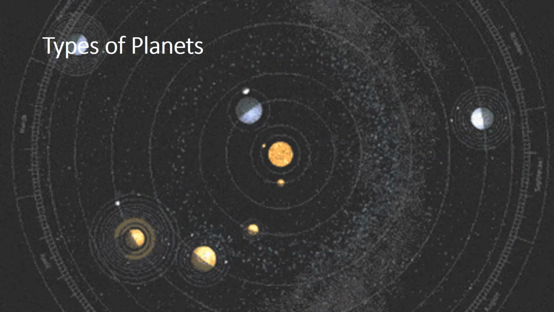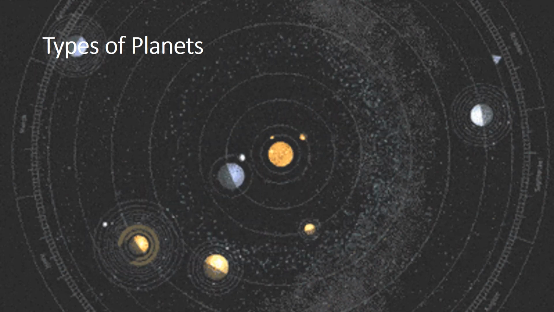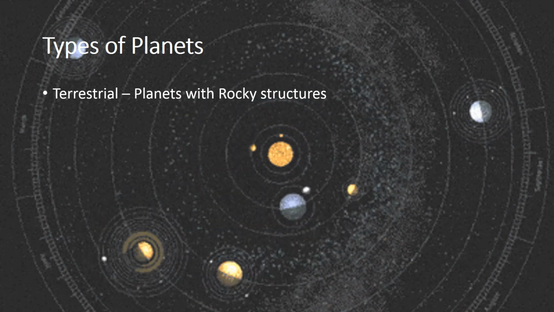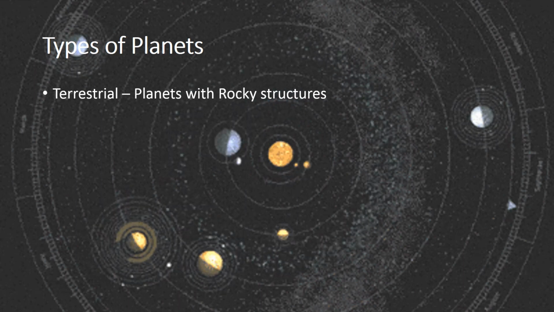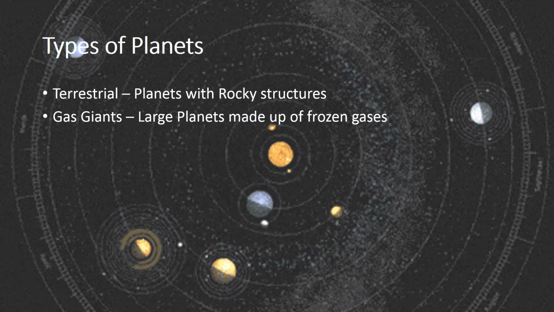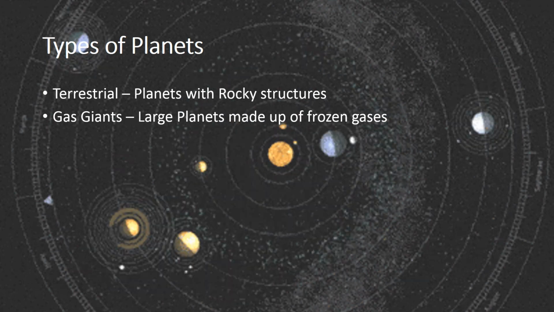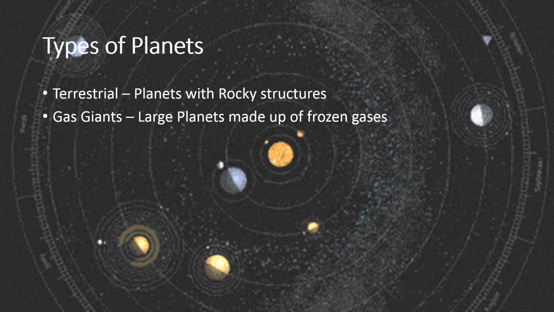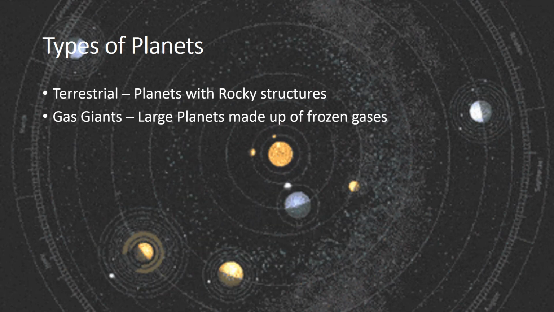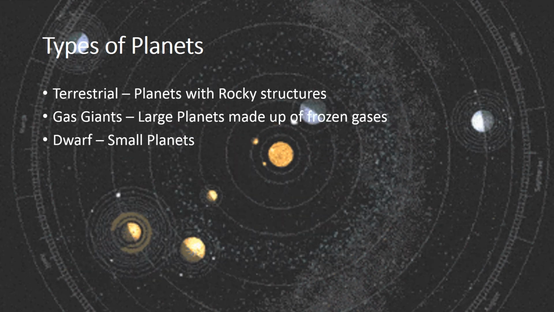So within our solar system, getting back into our solar system, there are various types of planets. Okay, the first are terrestrial planets, and these are planets that have typical rocky structures that, just sort of like Earth, they're from rocks. Okay, and then we have gas giants, and our gas giants are made up of frozen gases. So many people say that on a gas giant, you would pretty much just fall through the planet because there's not a solid surface that you could really stand on. Okay, and then you have dwarf planets, which are just that they're very small planets.